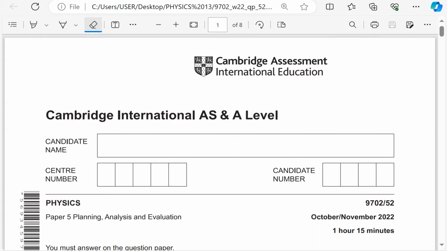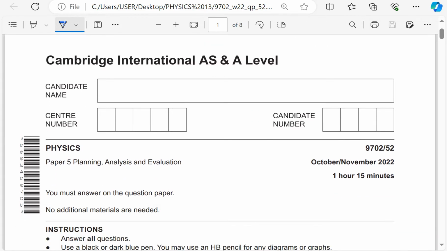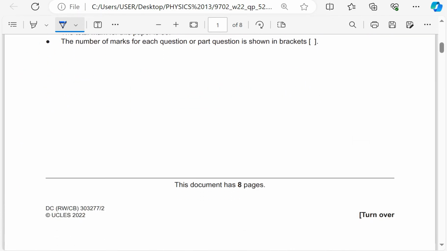So this is the question paper that we are going to solve. It is 9702/52, October/November 2022. The paper is supposed to be 1 hour and 15 minutes, but I may take more time because it involves drawing diagrams on the question on my HP computer. Therefore, it may take some time.